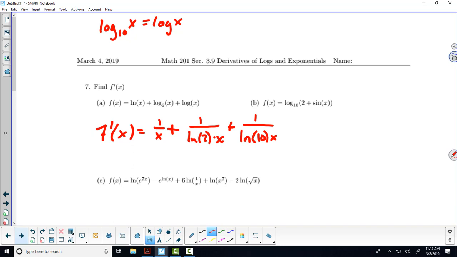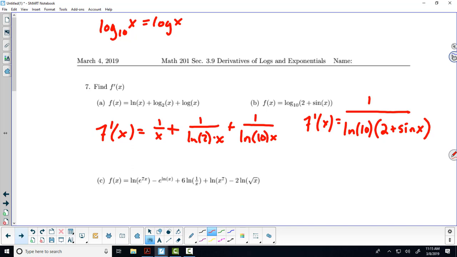Questions on that? Okay, let's take it up a notch. What is f prime of x here? The derivative of the log base 10 of something is... These rules don't quite roll off the tongue. 1 over the natural log of 10 times that expression.